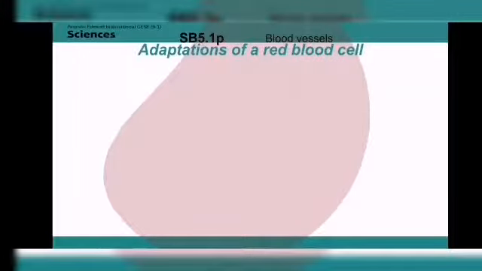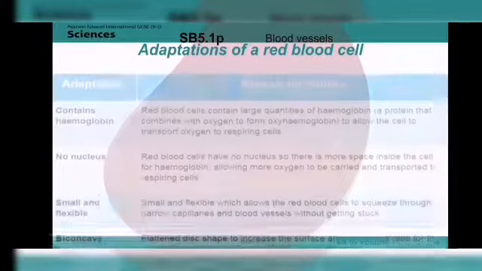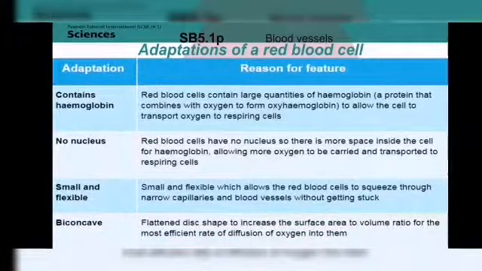Adaptation of a red blood cell. Number one, containing hemoglobin. Red blood cells contain large quantities of hemoglobin. Hemoglobin is a protein that combines with oxygen to form oxyhemoglobin to allow the cell to transport oxygen to respiring cells.